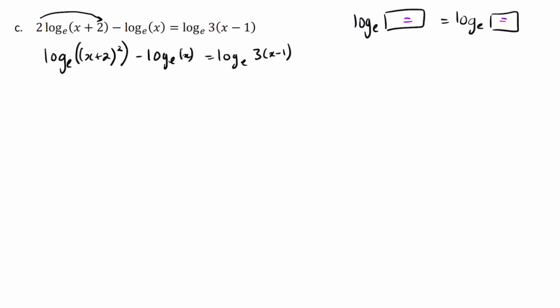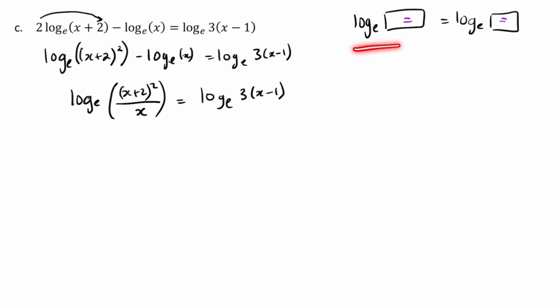x minus 1. Subtracting, which means I divide the inside, so that's x plus 2 all squared divided by x is going to be equal to log e 3 x minus 1. And now that I have this situation here where I have the two logs, they are the same, that must mean that the insides are the same as well. Just to make that very clear, I can put brackets there as well. So because they are equal, that means the insides must be equal to each other, and then it's very much what we had done earlier.